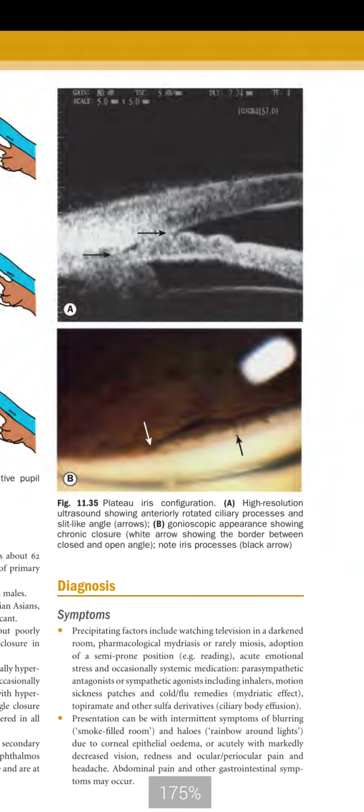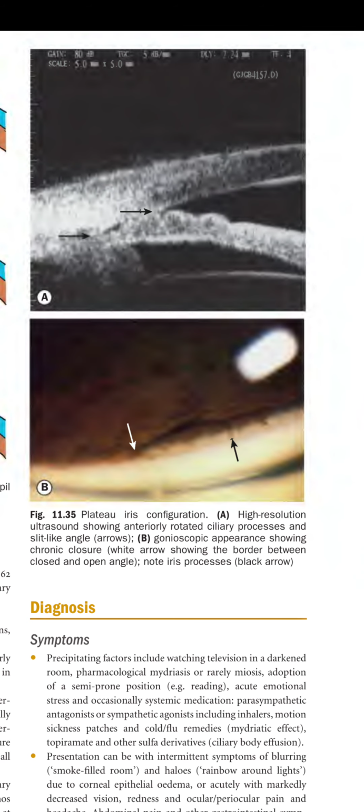And 11.35 is showing the plateau iris configuration. A is showing high resolution ultrasound showing anteriorly rotated ciliary processes and slit-like angles. So this is just slit-like angles, and there is an anteriorly rotated ciliary body.